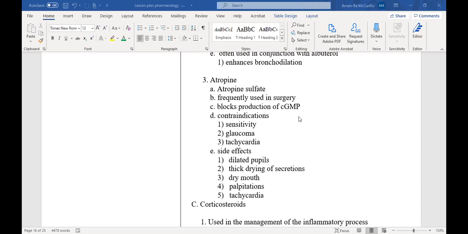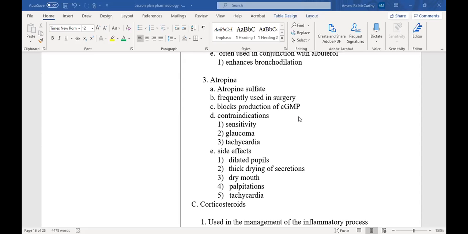It blocks the production of cGMP just like the other thing does, right? Because cholinergic response produces cGMP, which makes constriction, right? Or heart rate drop, pupils constrict, all that cGMP does all of that. And so if we want to block that, we need to give an anticholinergic, right? And it's just two of them, Atrovent and atropine.